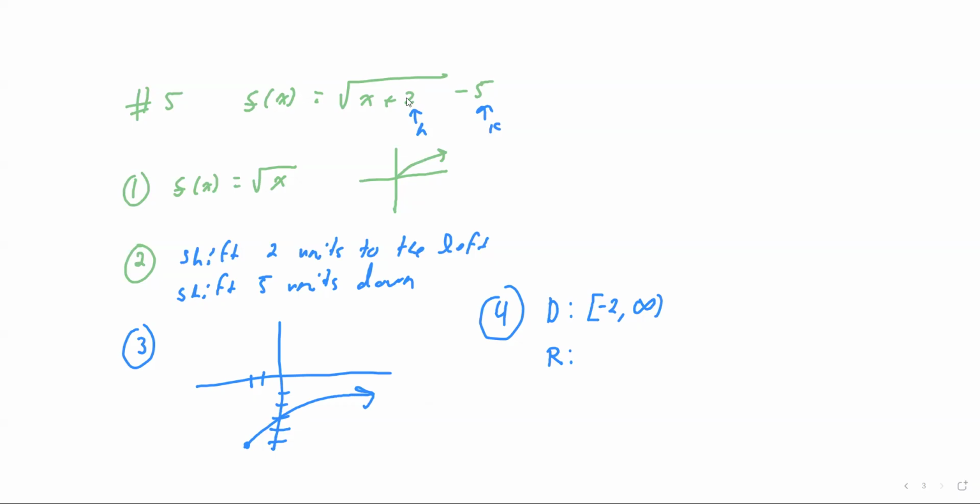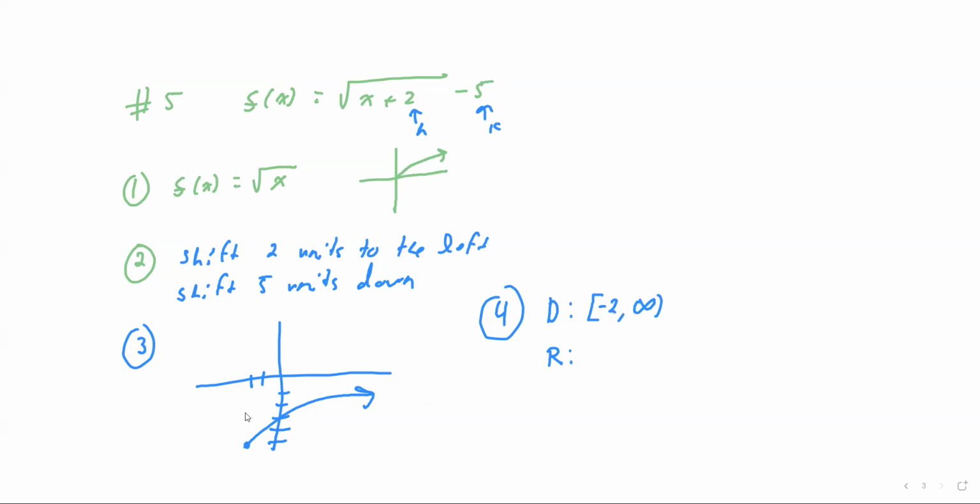-2 plus 2 is 0. Square root of 0 is 0. And then I got -5. So I got an actual value. Notice if I was to plug in -3, -3 plus 2 is -1. I do not have a real square root of a negative number. So therefore, it would not be part of it. So that's kind of how you can check it.